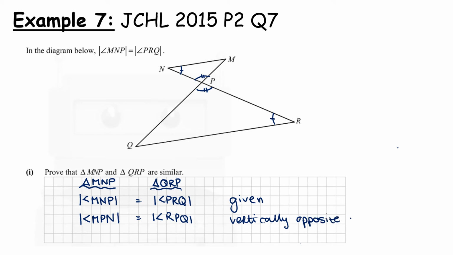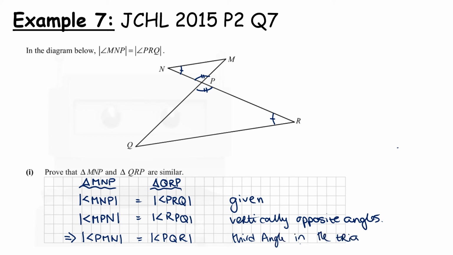Now, I've proven that two angles are the same. In order to prove that something is similar, I need to prove that three angles are the same. Once you've proven two angles, that is actually enough. So I can straight away say that the third angle must be the same. So PMN must actually be equal to PRQ, and the reason is it's the third angle in the triangle. The angles in a triangle must add up to 180 degrees. So if you have two angles the same, by that logic, the third angle must also be the same.